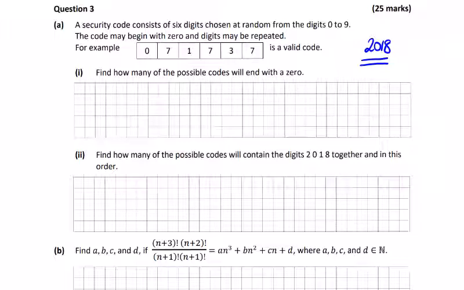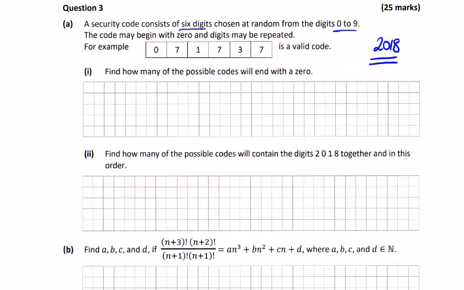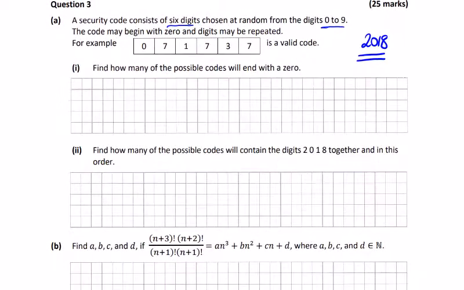A security code consists of 6 digits to be chosen at random from the digits 0 to 9. Now normally these can't start with 0. This one may begin with 0, and the digits may be repeated. For example, here you can see we're starting with a 0 and 7 is repeated 3 times. How many codes end with a 0?